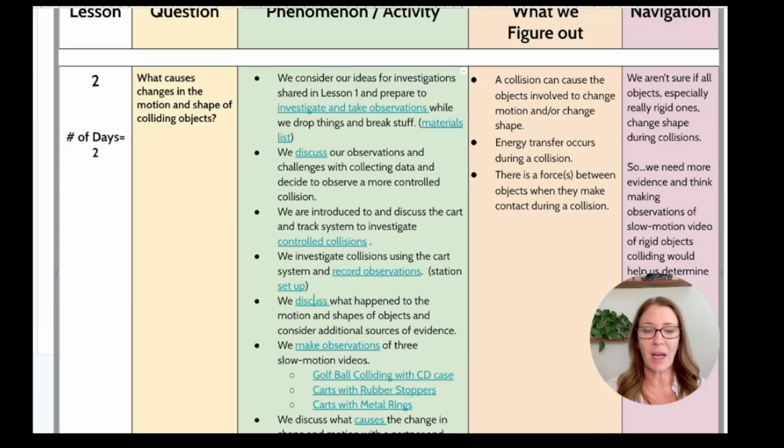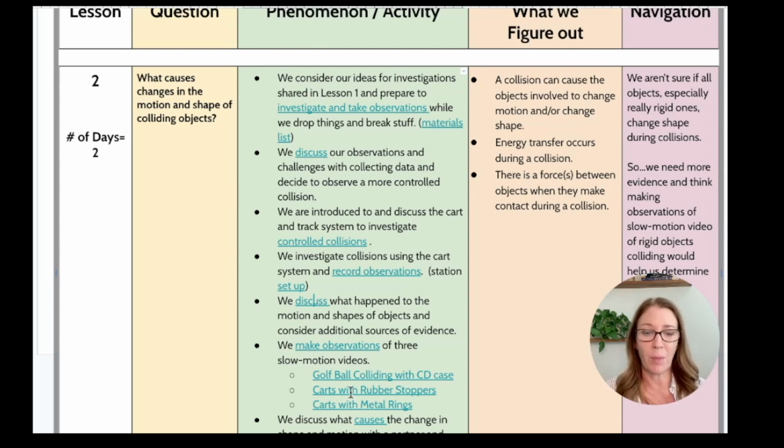And then we come back and we realize that maybe we need some additional sources of evidence because it happened so quick. It was hard to tell what was happening because the collisions were so quick. It would really help if we could watch this in slow motion. So you say, great, hopefully you got that out of students. That's great. I have some slow motion videos. And so then we move into, here are 3 slow motion videos.